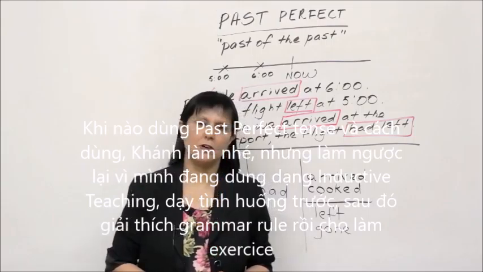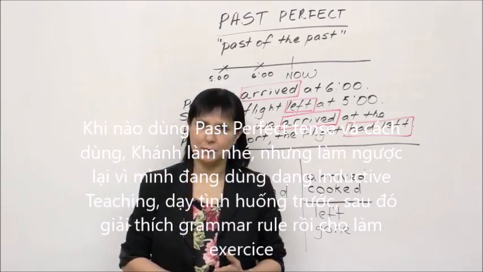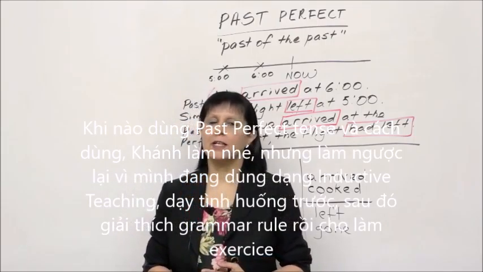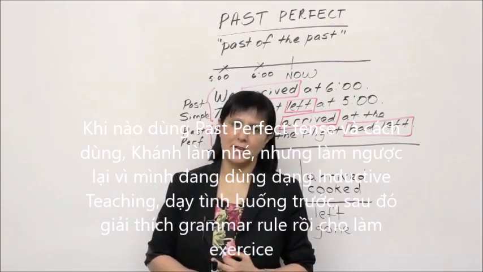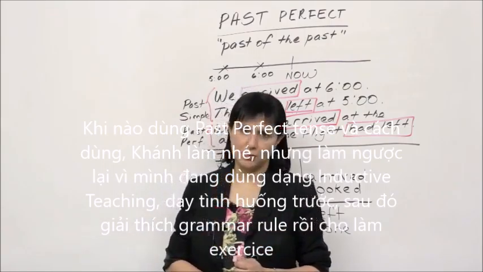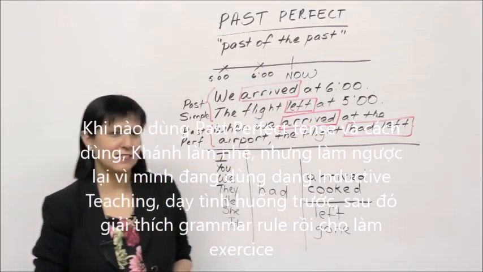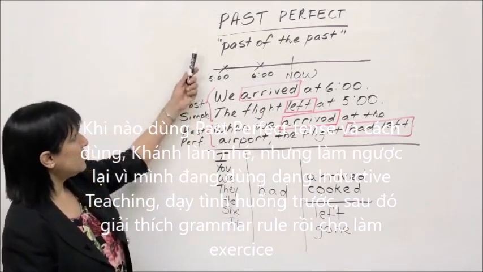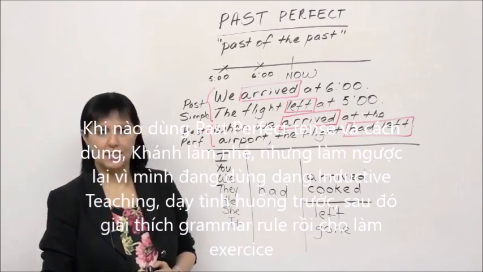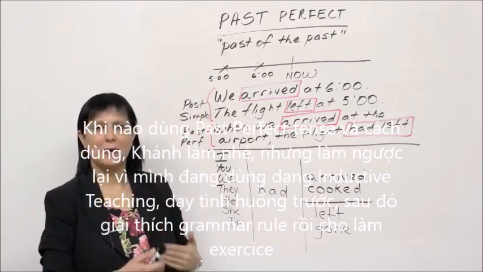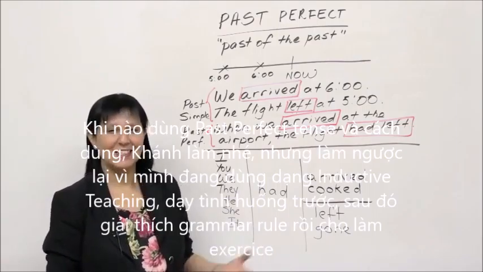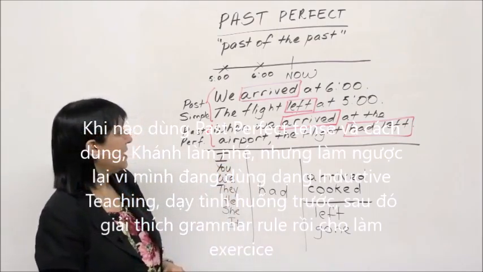We're going to start by talking about when we use the past perfect tense. Then I'll explain how you use it, and then we'll go over several examples so that you can start using it yourself. Okay, let's get started. Okay, so the past perfect tense in English is sometimes called the past of the past. Why is that? Let me explain to you.